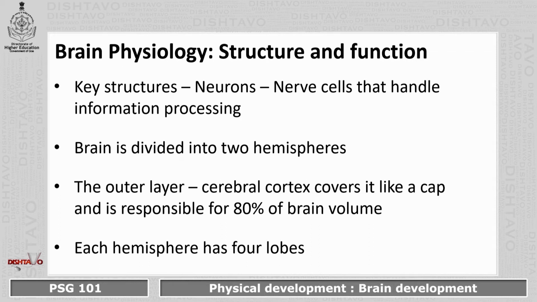The top portion of the brain, furthest from the spinal cord, is known as the forebrain. Its outer layer of cells, the cerebral cortex, covers it like a cap. The cerebral cortex is responsible for about 80% of the brain's volume and is important in perception, thinking, language, and other functions. Each hemisphere of the cortex has 4 major areas called lobes. Although the lobes usually work together, each has a somewhat different primary function.